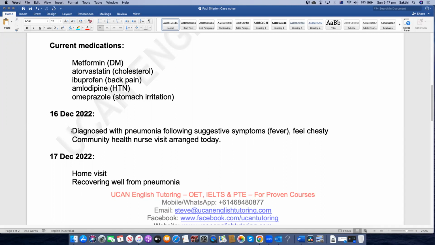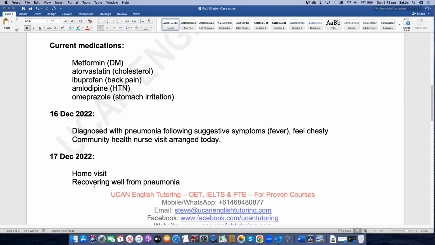So the next one is 16 December 2022. Diagnosed with pneumonia following suggestive symptoms, that's fever and feel chesty. Community health nurse visit arranged today. Wow. So this is today's date, isn't it? So what does that mean? This means, okay, when you write down the letter, we need to write down this date only. Isn't it? Is this clear with everyone? Right? So home visit is already arranged. All right.